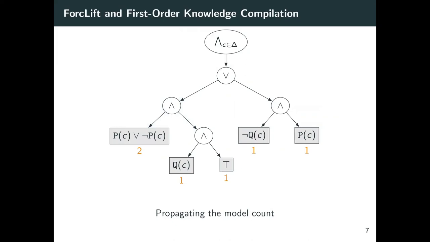So now we can do counting. And we propagate weights upwards. In the weighted setting, these would be the weights of the predicates. In the unweighted setting, we usually just have a one for each leaf node, with the exception of smoothing nodes, which have a weight of two, since they have both P of C and not P of C. Now, conjunction corresponds to multiplication. Disjunction corresponds to addition. And then this independent partial grounding node raises whatever it gets from the successor node to the power of the size of delta. And that gives us our model count.